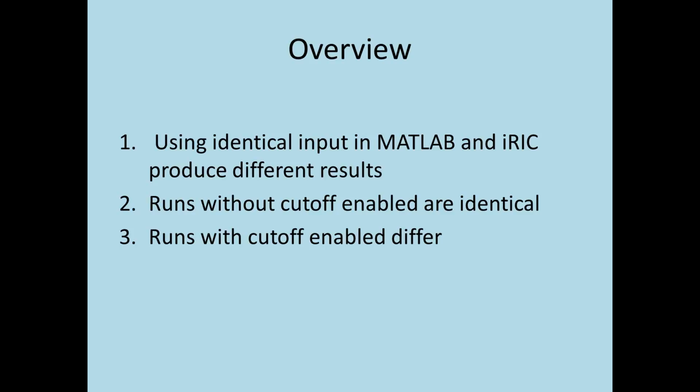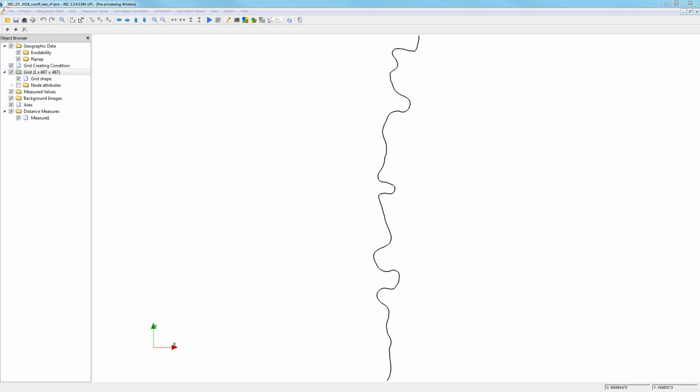Let's get down to it here. Here's our iRIC setup. That's the Ord Ferry Reach. That happens to be a 2004 centerline that we're beginning with there. Now, I will compare the conditions in my two models for you here.